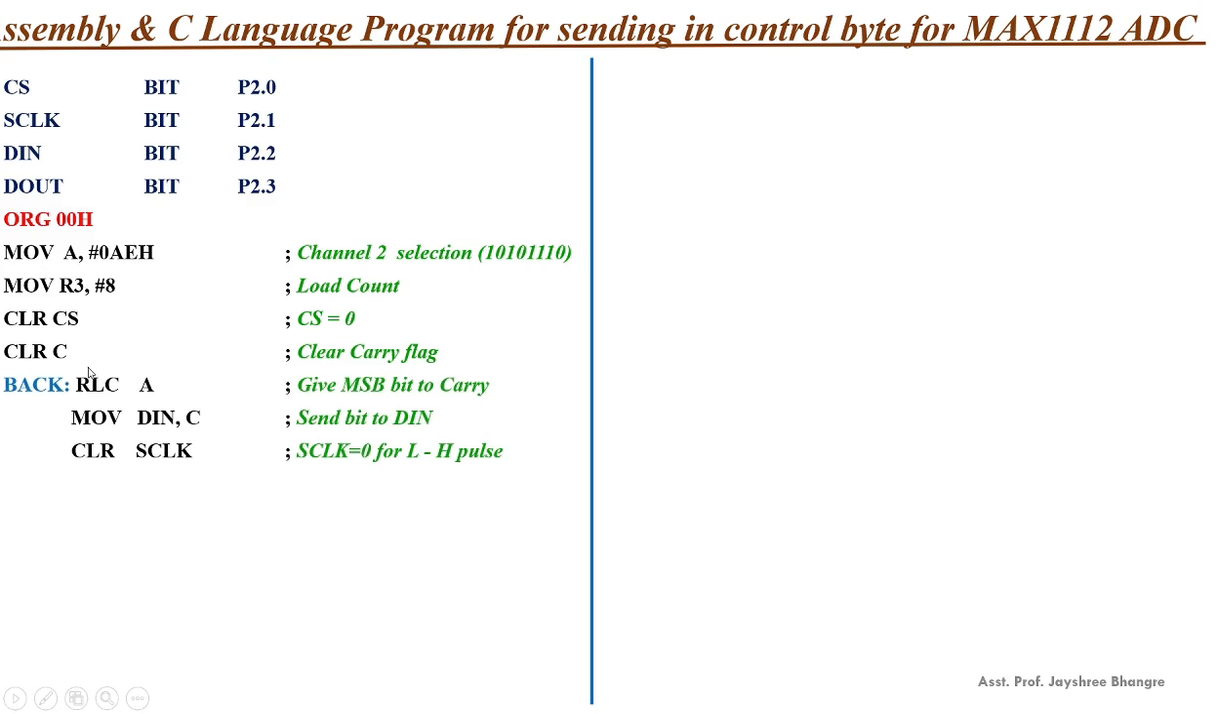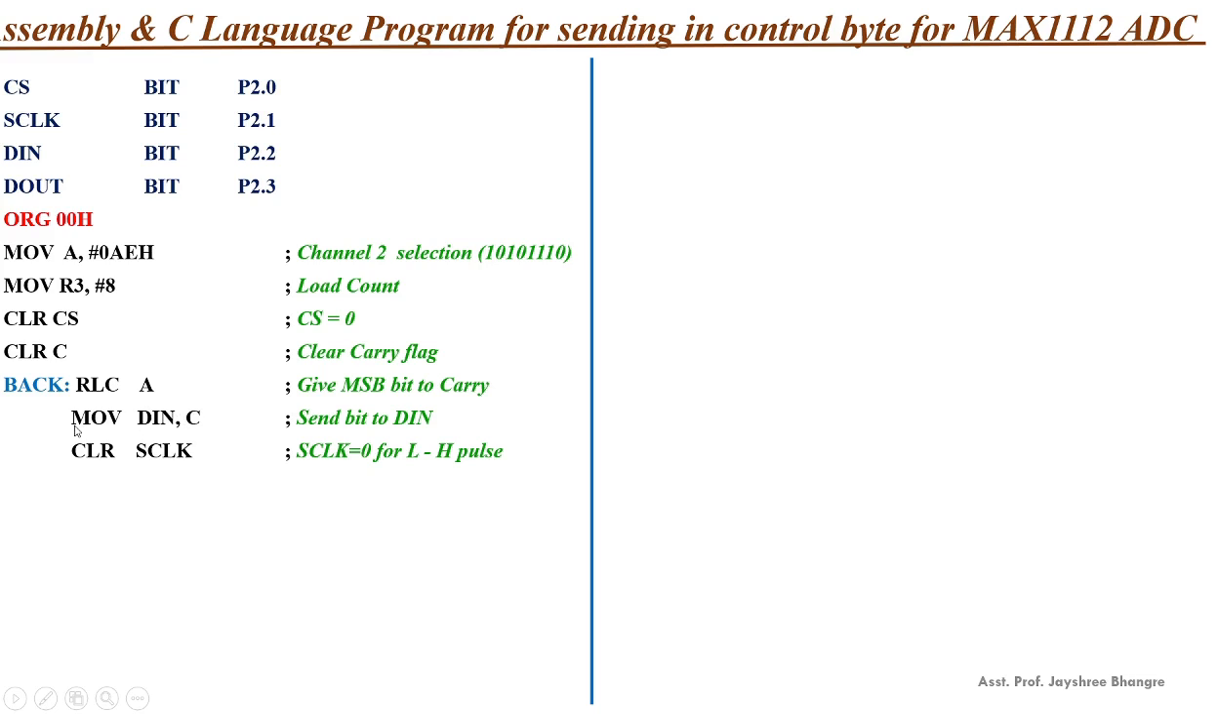Now here in the accumulator the value is 0AEH, or the binary value 10101110. This is loaded into the accumulator, and we are using the instruction RLC, that is rotate left accumulator through carry. So this will give the MSB bit to the carry. The MSB bit of this accumulator will be loaded into the carry, and now we are giving this carry, or the MSB bit, through this carry to the D in pin.